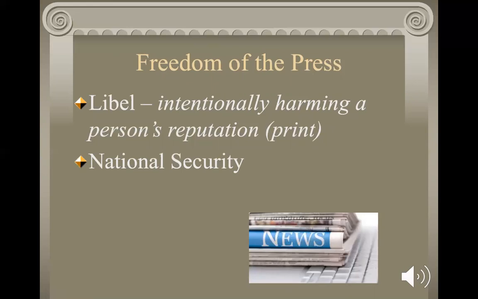Also, freedom of the press when it deals with national security. Someone in the press cannot be divulging national security secrets. Obviously, that's limited and that's not going to be protected by the First Amendment.